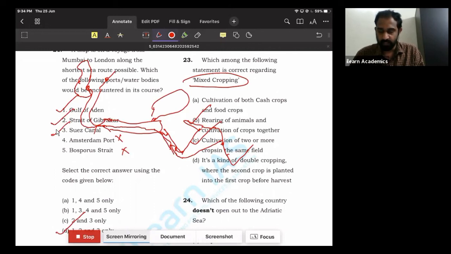Then what is option D? It's a kind of double cropping where the second crop is planted into the first crop before the harvest. That is relay cropping. That is, you are not allowing the land to remain vacant even for 1 or 2 weeks. So always there will be some crop being cultivated in a particular piece of land. That is relay cropping. So what is intercropping? Intercropping is another name for mixed cropping. So you should be very clear about all these terms.